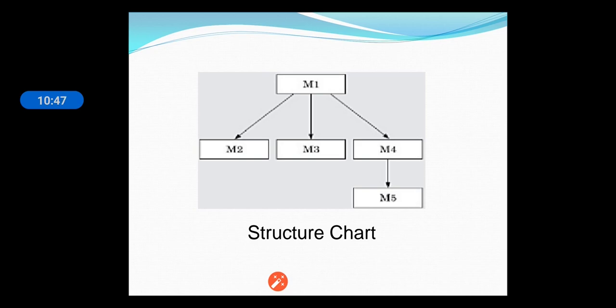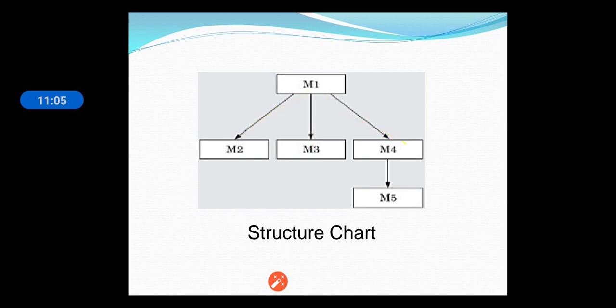So this is how the structure chart appears. Here we have 5 modules: module 1, module 2, module 3, module 4 and module 5. Here there is a control relationship. We are also representing the control relationships among various modules.